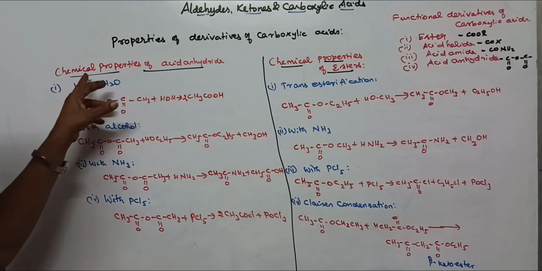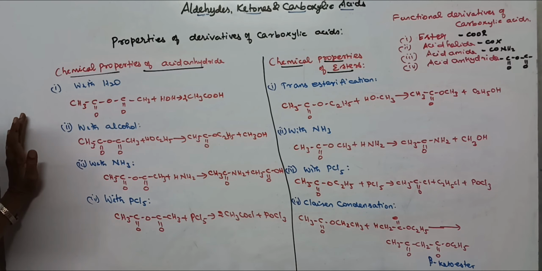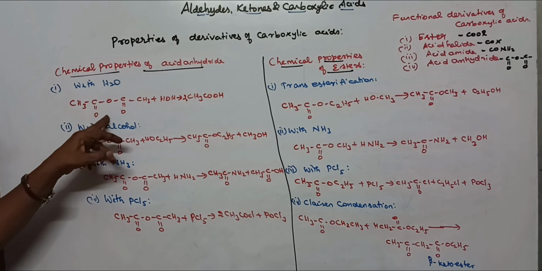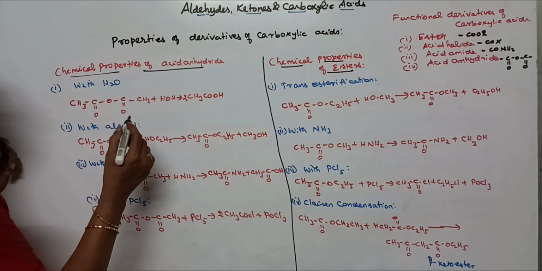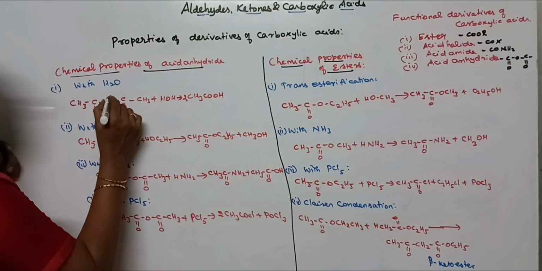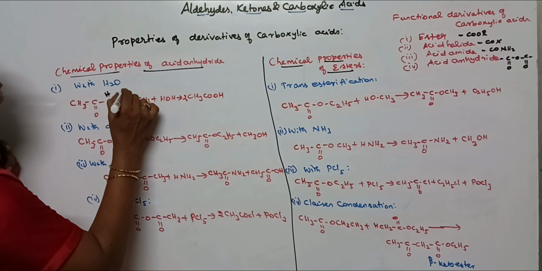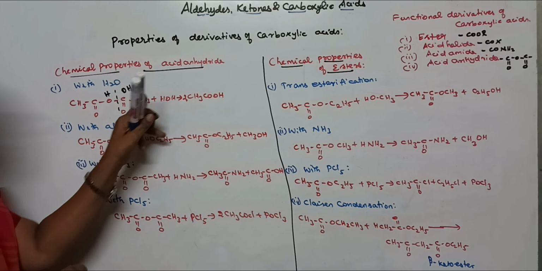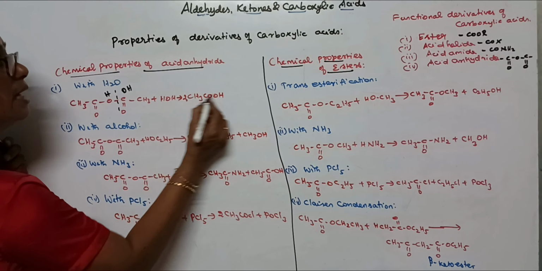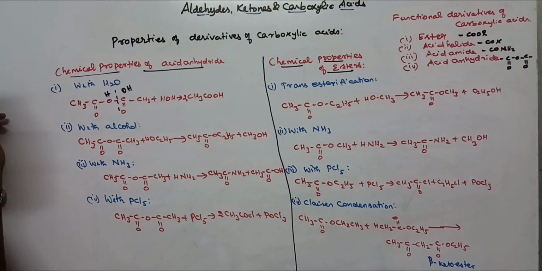The next one, chemical properties of acid anhydride. First of all, acetic anhydride gets hydrolyzed by water. The water molecule can break the anhydride like this. So we are getting CH3COOH, CH3COOH, two molecules of acetic acid.